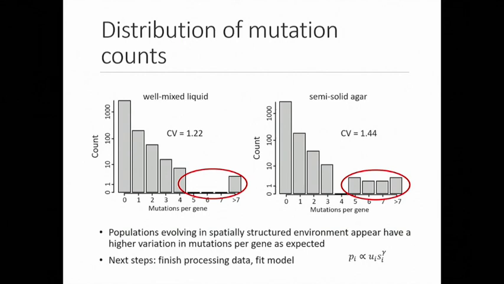Yeah, so again, we're still processing these data, and the next step is to try and actually fit these kinds of models that I've talked to you about and see if we can actually pull out some of the parameter estimates and really also look at whether this gamma parameter that characterizes the degree of clonal competition or clonal interference, whether we can see a significant difference between these two different types of environments.